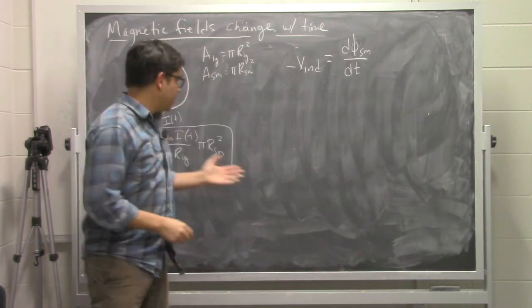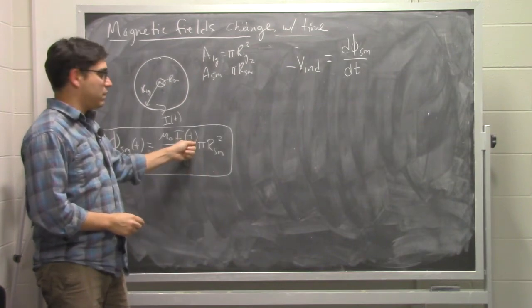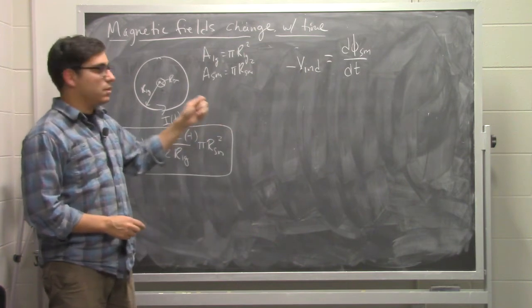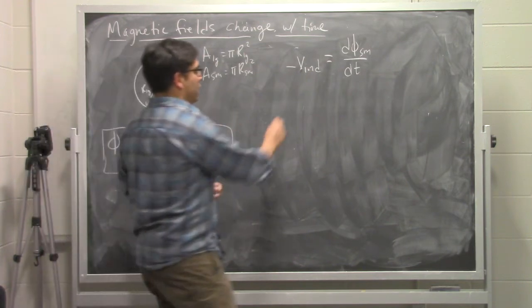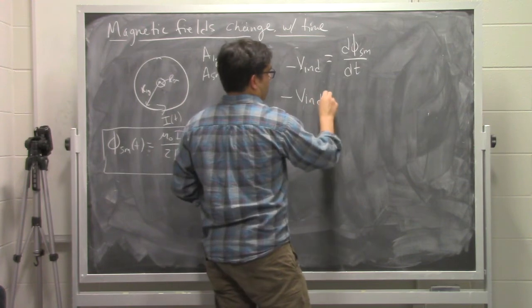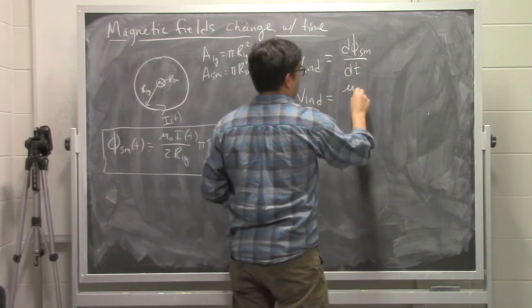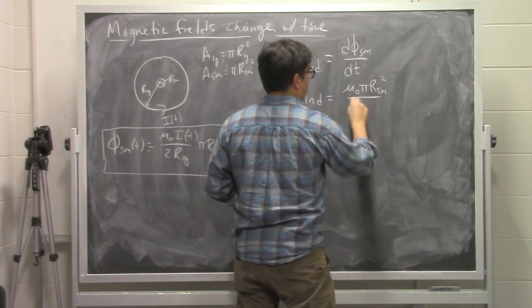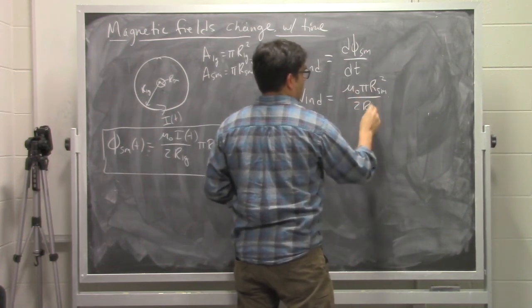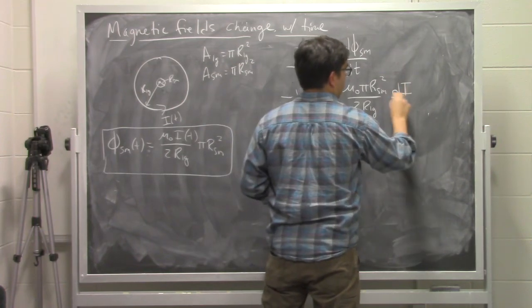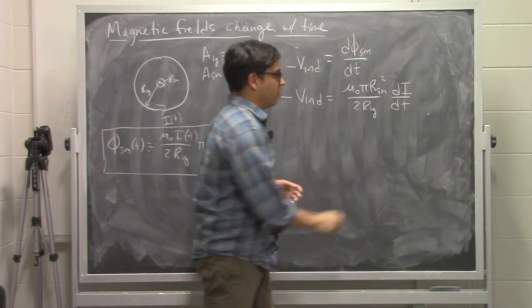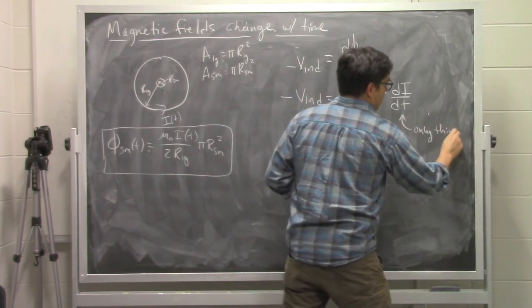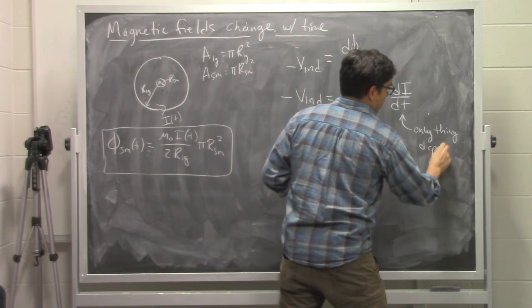Now, if you look at this equation, all of these quantities are constant except for this current. So this is actually a pretty general description of what happens in these situations where we have this small loop, namely that the induced potential is going to be equal to mu naught pi r small squared over 2 r large, and the only thing that changes is that we're going to take the time derivative of the current. This is the only thing that depends on time.